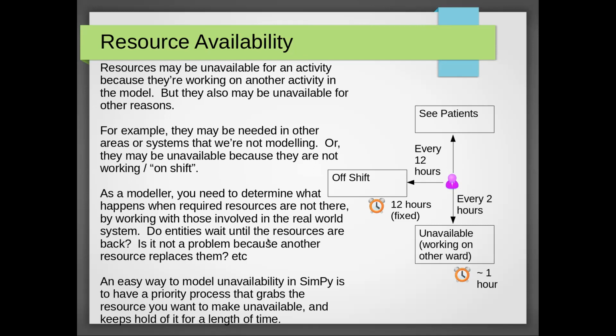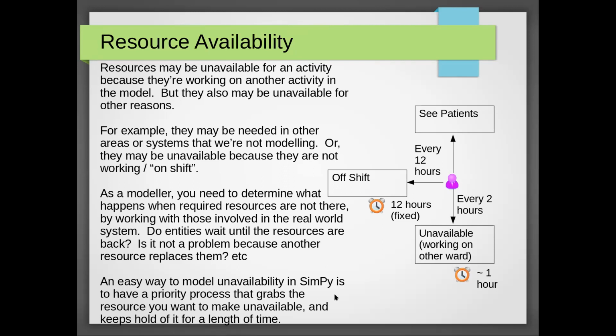So you need to think about what will happen when the required resources are not there, either because they're off working on something else or they're not on shift. And that's all part of your model design, your conceptual modeling process, when you're working with your stakeholders, with the people that are involved in that real world system. So if a resource isn't there, then do entities wait until the resources are back, for example? Is it not a problem because another resource replaces them? So there's always a resource available of that type, so it doesn't matter, etc., etc. So you need to think about what would happen in the real world and how you're going to capture that.